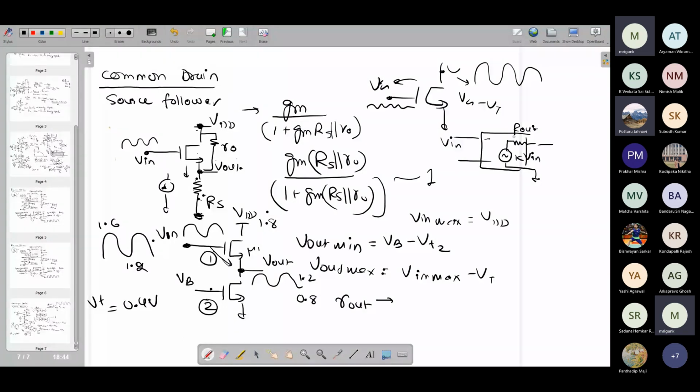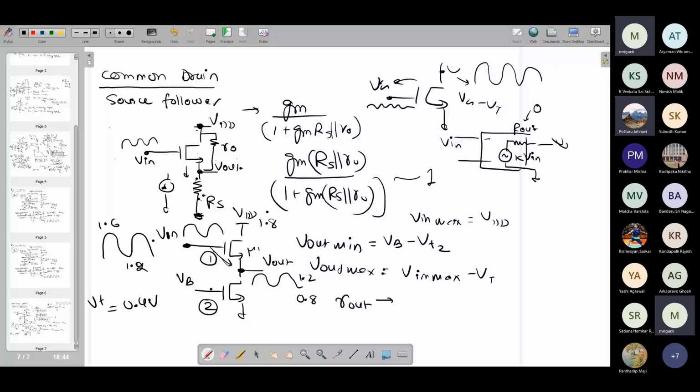Now, if we want a good current to voltage or voltage to voltage amplifier, what is the property of a good voltage source? Because this output is like a voltage source. For a current to voltage or voltage to voltage amplifier, the output port is a voltage source, and we want it to behave like a good voltage source. So what should the Rout be? As low as possible, close to zero.